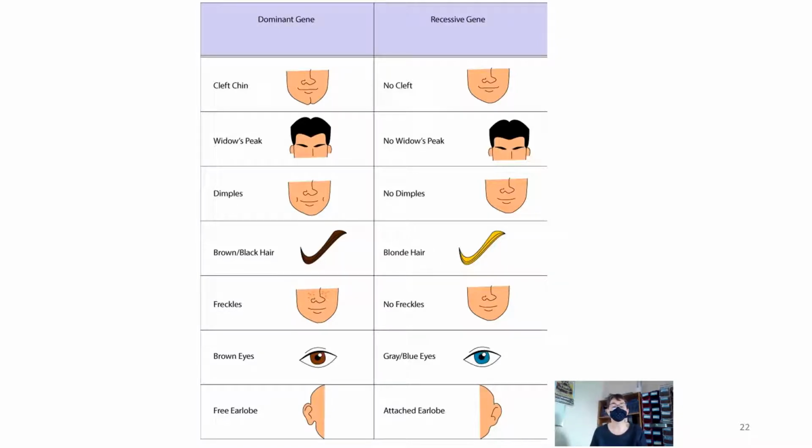The widow's peak is where your hair goes down on your forehead. I don't know if I have one. I don't think so. Well, maybe a little bit, I'm starting to go bald. But some people it's really noticeable. Then there's whether you've got dimples, what color hair, freckles, eye color, and whether your ears are free or not. So whether they connect at the bottom, or whether they're free.